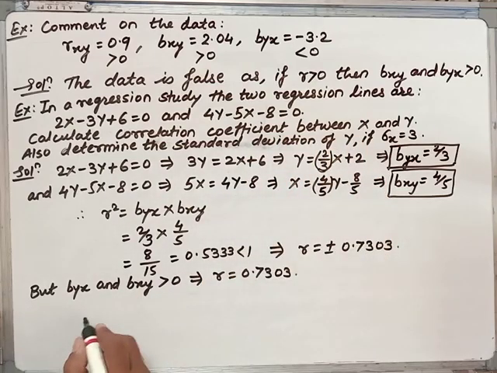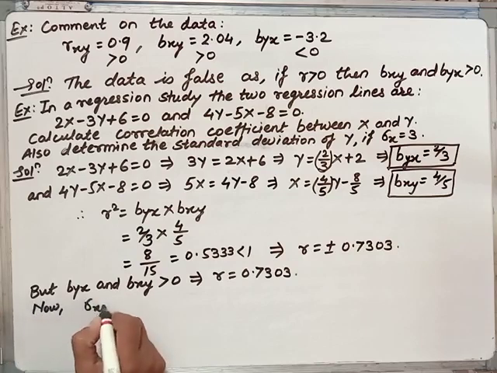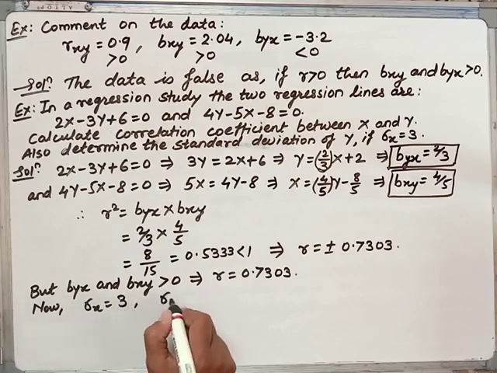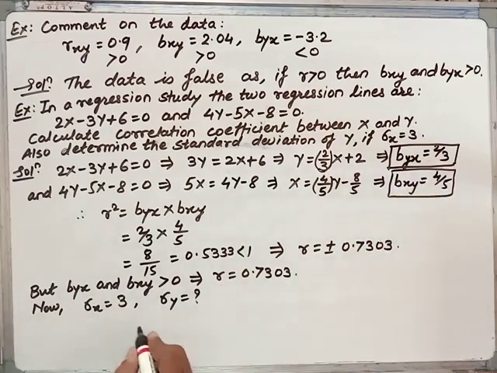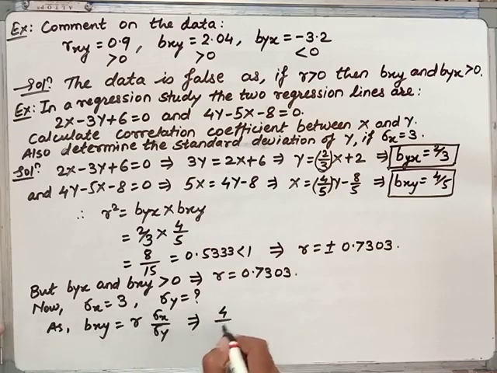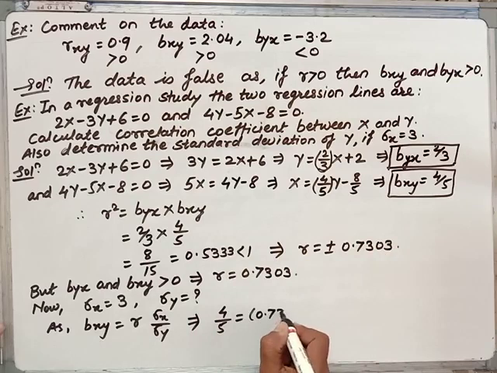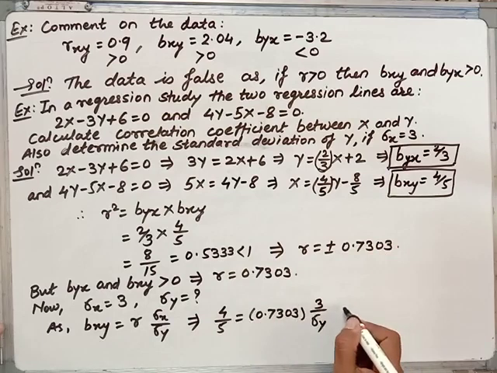Now the question is left for standard deviation of y. Okay. So now sigma x is given to us, that is 3, and sigma y is unknown for us, right? So we have r, we have byx, bxy, so you can use any one of them. As bxy is equal to r into sigma x upon sigma y. So that gives 4 by 5. bxy is 4 by 5. That is equal to, what is r? 0.7303 into sigma x upon sigma y.